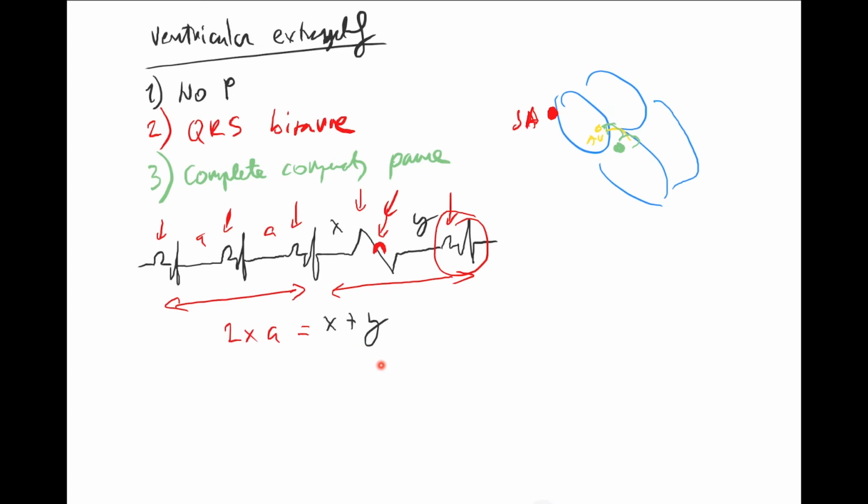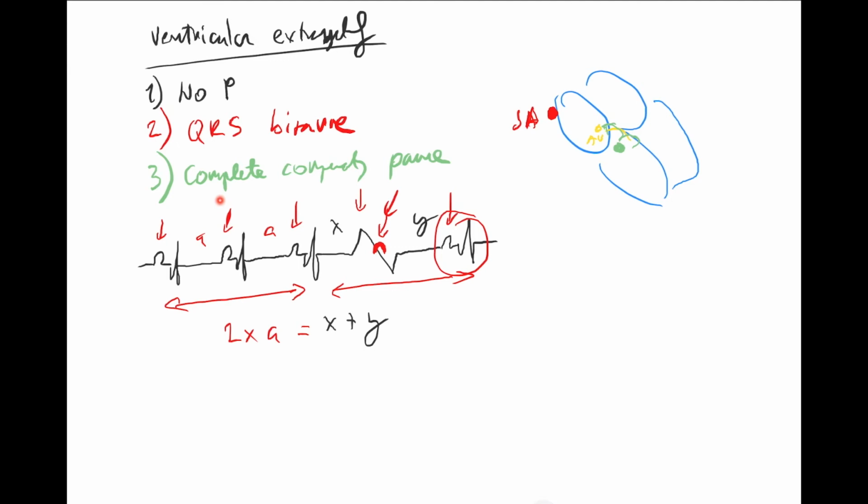But this is the same, the complete compensatory pause, as this one. So remember, these are the three hallmarks that will tell you this is a ventricular extrasystole. But the main one you should look for, of course, is the bizarre QRS complex. It tells you right away, oh, there's a problem in the ventricles, not in the atria.